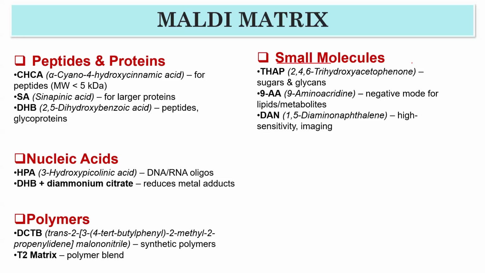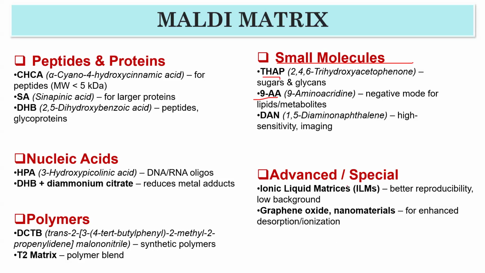And also for small molecules, you can use these kinds of matrices, and these are available commercially, so we can purchase them. And if we have an ionic liquid matrix, you can use those also. And these days even graphene oxide nanomaterials are possible. So there are a variety of matrices available these days. So if you have a sample, just try it.